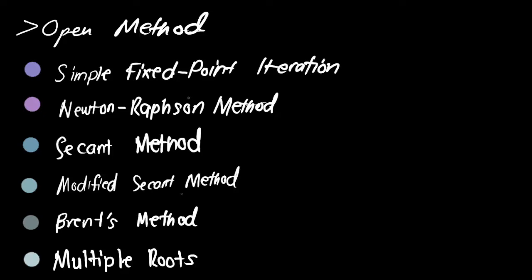So for what I understand, simple fixed point iteration and Newton-Raphson, I think those are the basic methods for open method. Because secant method is the modified Newton-Raphson, and then it is being improved, then it becomes modified secant method. So again, modified secant method is the modification of the Newton-Raphson. So there are two revisions for the Newton-Raphson. Anyway, let's proceed with simple fixed point iteration.